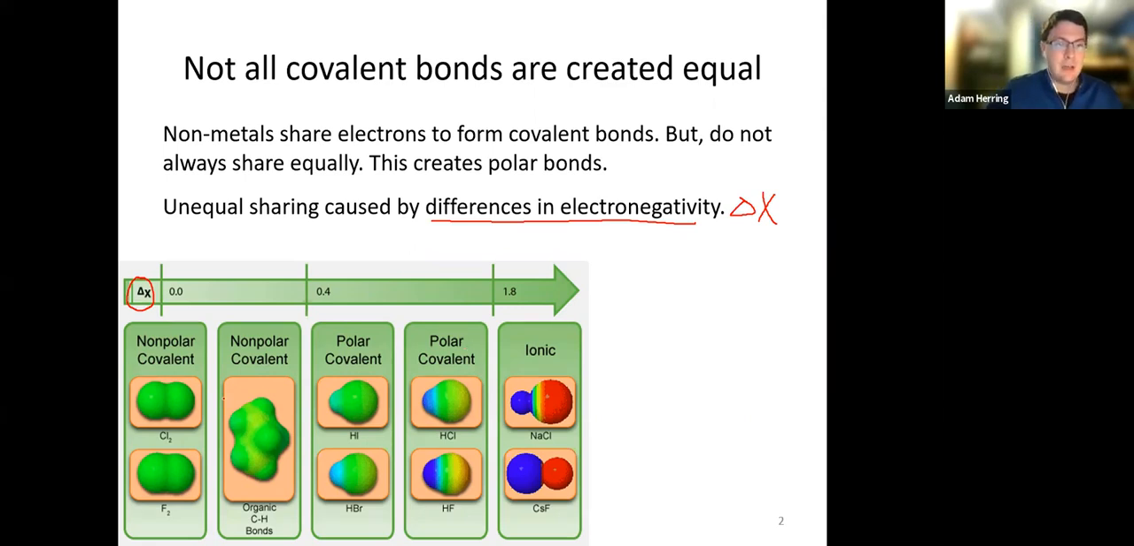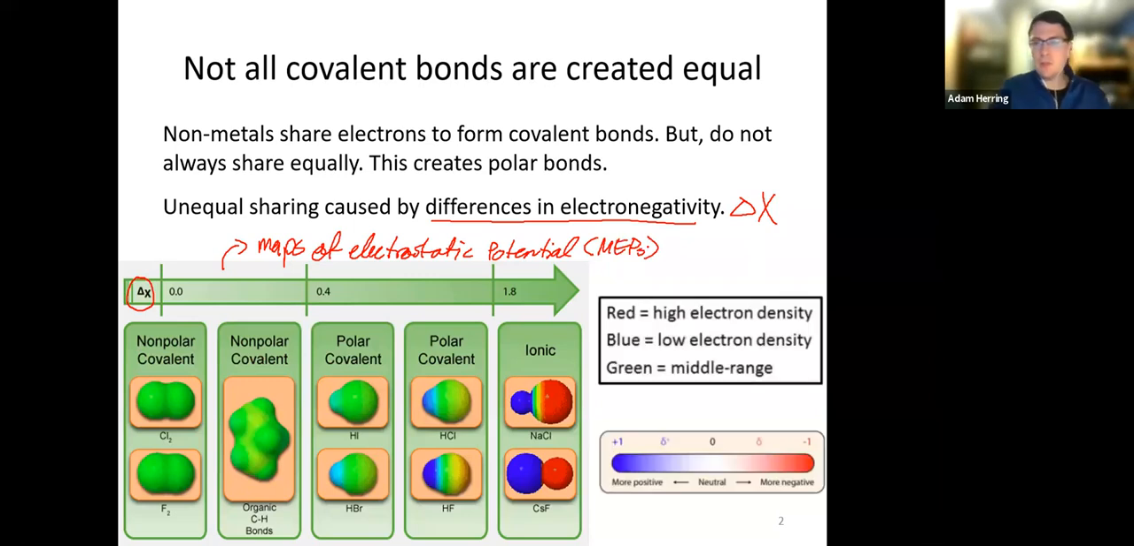So these diagrams are using maps of electrostatic potential, also called MEPs. We've used that term already. And to be able to interpret them, I have this legend here for you. Areas that are red are areas of high electron density. That's where you've got lots of electron density in that area. Regions that are blue are low electron density. And then regions that are green are somewhere in the middle.